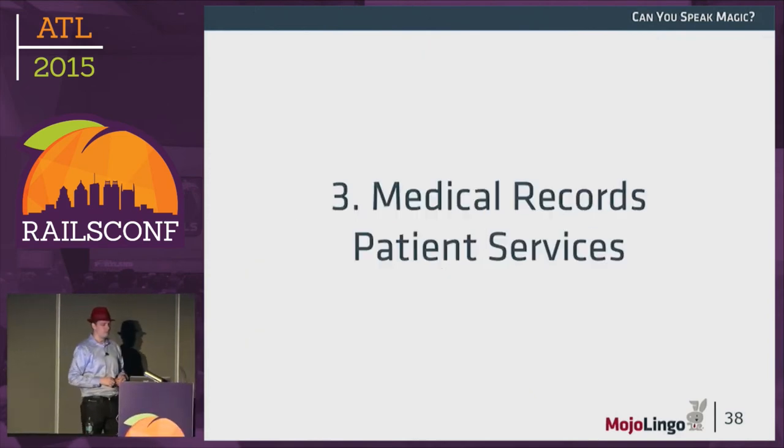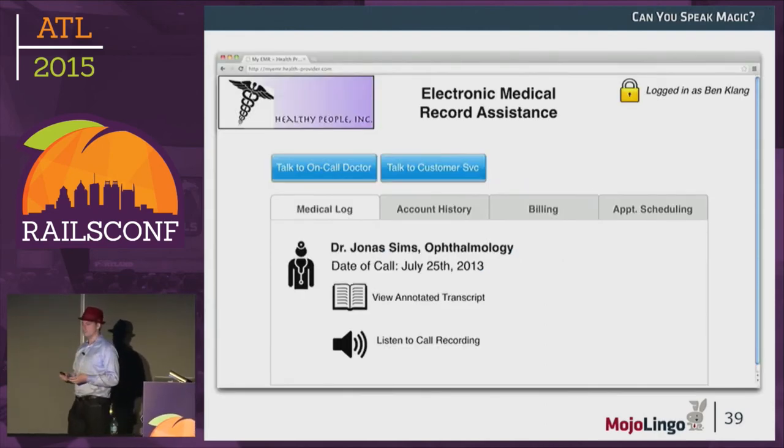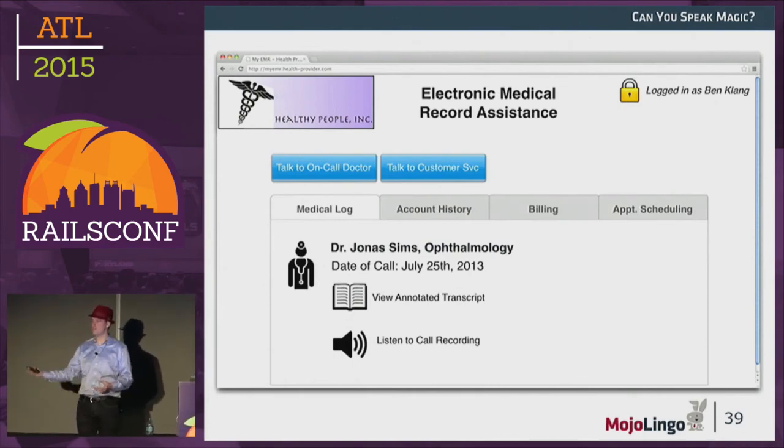Okay, my third example, medical records, patient services. So imagine you have this very simplistic looking website and you've been to the ophthalmologist, and you want to see the advice the ophthalmologist gave you. So this is a phone call. You called the ophthalmologist, you talked to him, he gave you some advice. So the call was recorded. That recording is available for you as the patient to download on this site. A transcript of that recording is there as well. And the doctor is actually able to go back and do annotations.